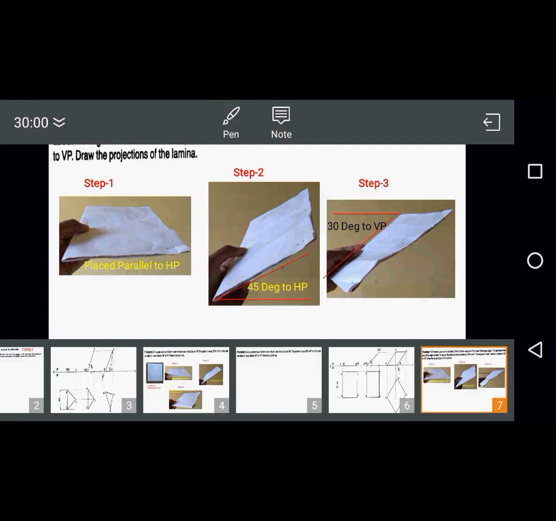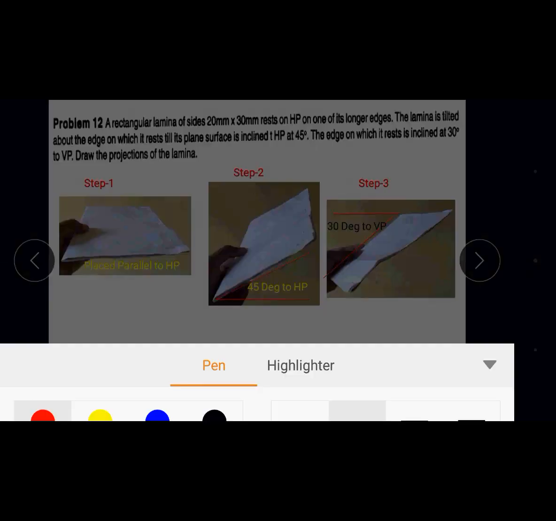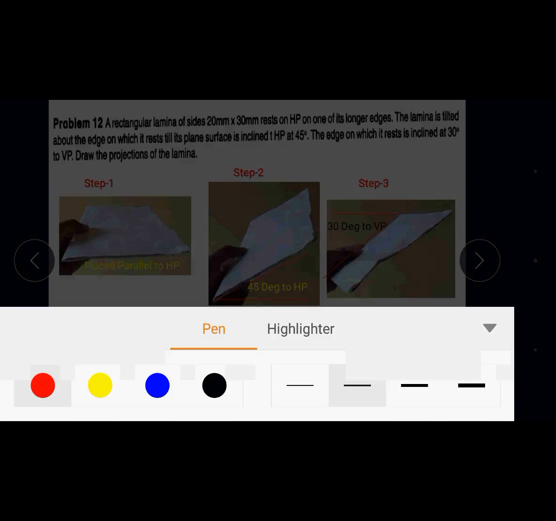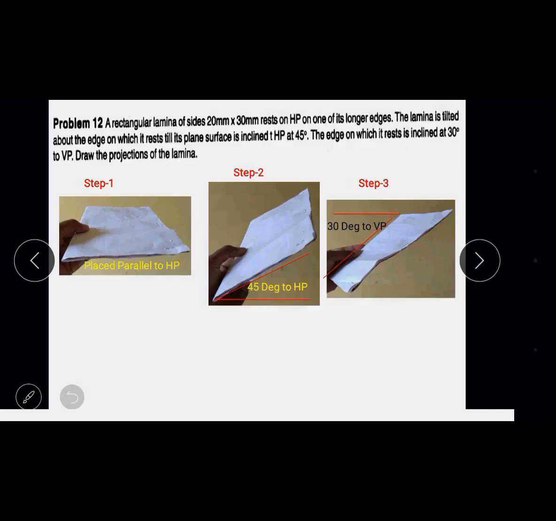By reading the problem, first you have to justify whether it's HP resting or VP resting. It's given clearly in the problem, the lamina rests on HP. So let me use the pen. You can see that the lamina rests on HP. So it's category 1. It's a HP resting lamina.